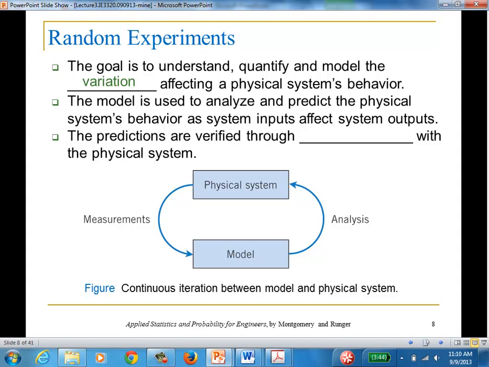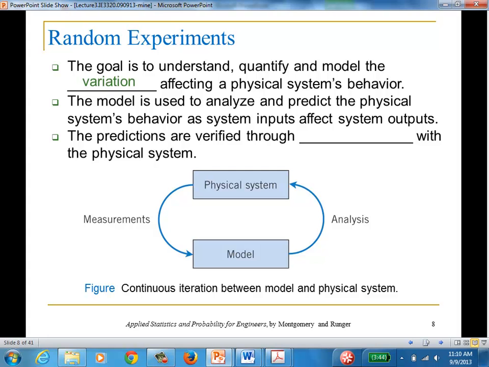There you go. The goal is to understand, quantify, and model the variation affecting a physical system's behavior. So again, as engineers, we're going to be dealing with models. We want to create models to represent reality, and we're going to use those models to run some experiments in order to make some recommendations about the real system.